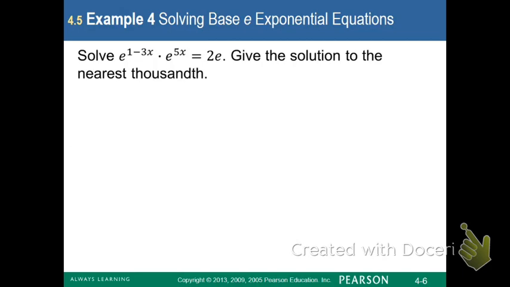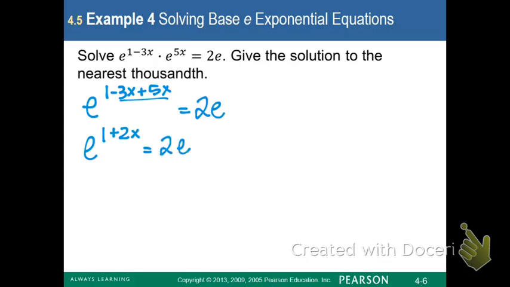So on this one, you have two exponentials with the same base on one side being multiplied, so we're actually going to be using our exponent rules to combine those. Remember, when you're multiplying here, we add the exponents. So on the left side, I can write this as e to the 1 minus 3x plus 5x, and then equals 2e. I'm going to go ahead and combine. So I have 1 and then negative 3x plus 5x is just plus 2x equals 2e.